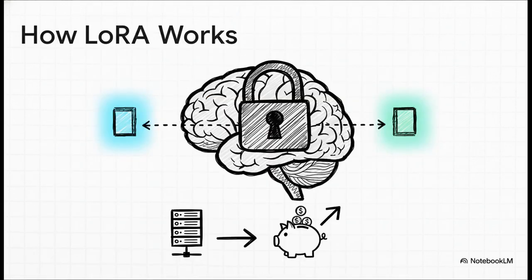The real magic here is just how efficient it is. By freezing the billions of original parameters and only training these tiny new pieces, we absolutely slash the amount of computing power and memory we need.